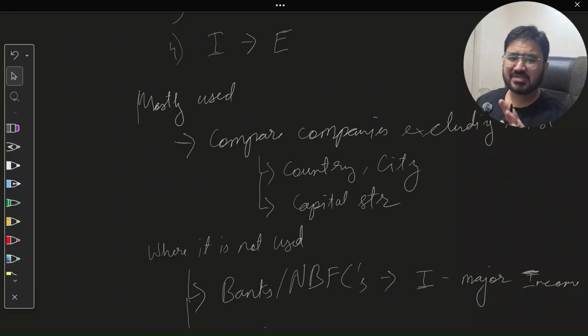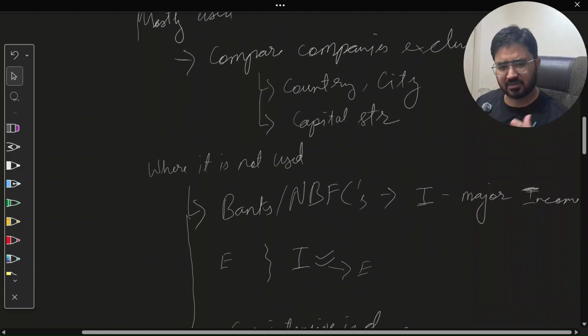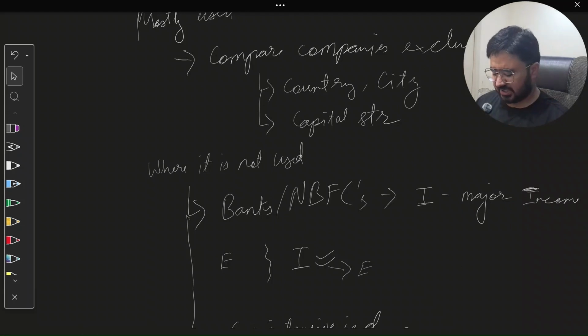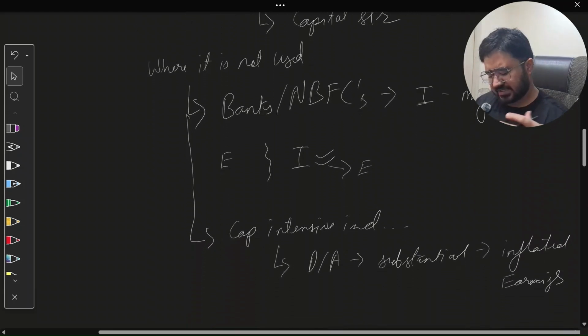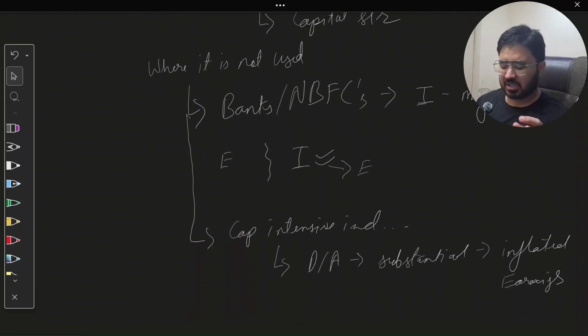And where it is not used at all, it's in the banks, because interest is the major portion which it shows separately. Next is the capital intensive industry, where the depreciation and amortization cost is substantial and it gives you an inaccurate picture of the company. So that's all about EBITDA.